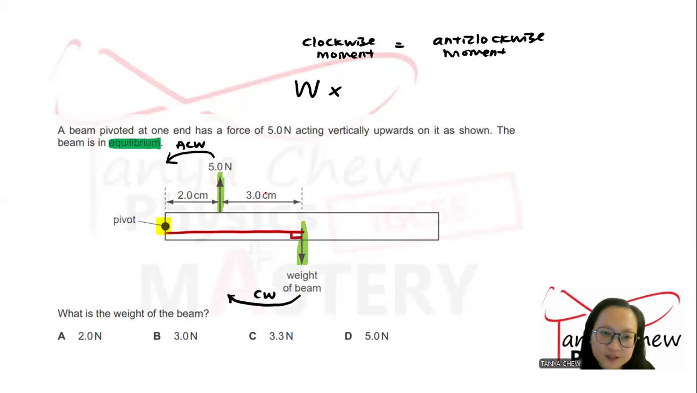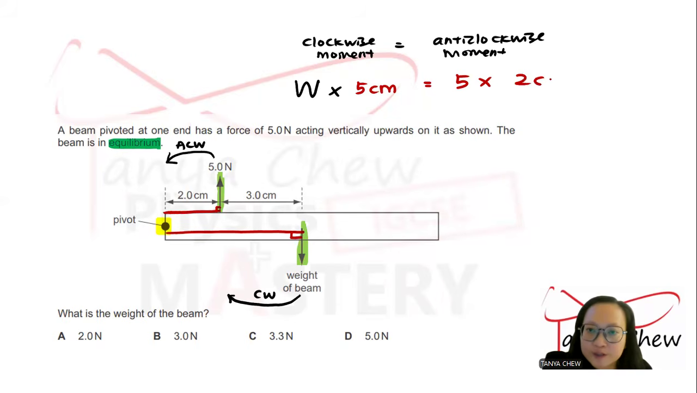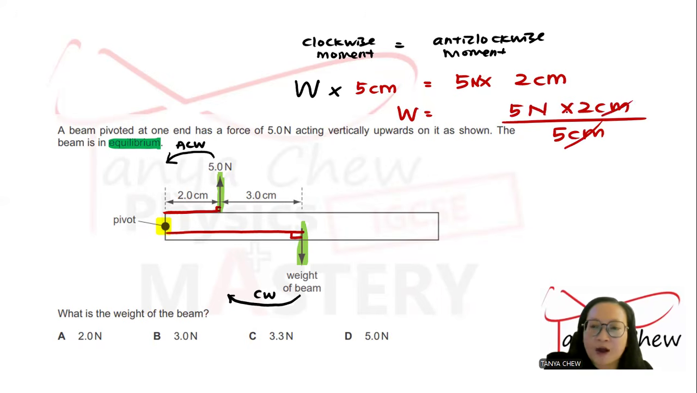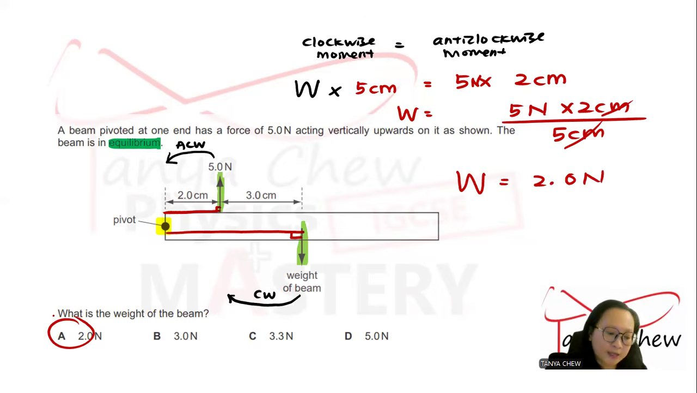So the perpendicular distance is 3 cm plus 2 cm, which is equal to 5 cm. Equals anti-clockwise moment, 5 Newton, times the perpendicular distance between the 5 Newton and the pivot, which is 2 cm. So weight is equal to 5 Newton times 2 cm divided by 5 cm. Cm cancel, 5 and 5 cancel. So your weight is equal to 2 Newton. A is the answer.